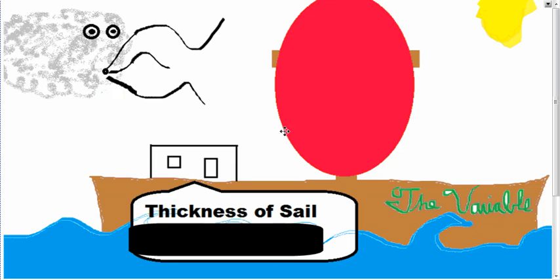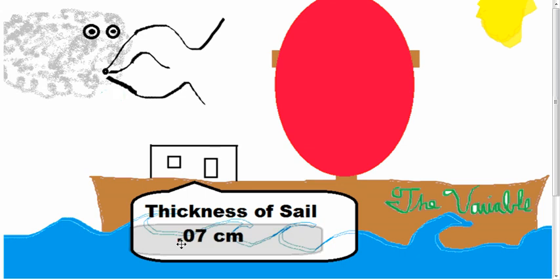Now, let's say I measured the thickness of the sail. That's not across. That's how thick it is if you were to rotate this at 90 degrees parallel to the ground. This only has one sig fig, and the sig fig that it has is right there. That's 7. The 0 does not count. It's not significant.